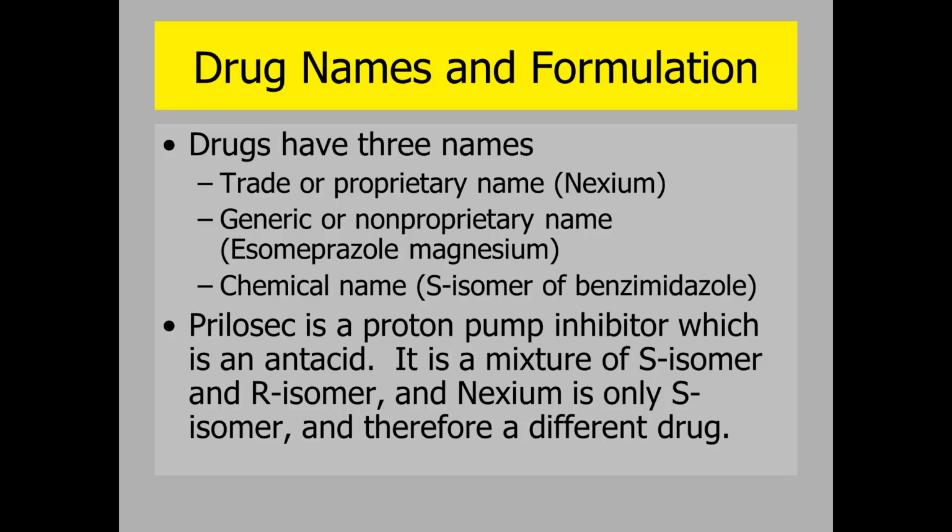And Prilosec, which is an over-the-counter drug now, is a proton pump inhibitor which works well as an antacid. And it is a mixture of the S-isomer and R-isomer of benzimidazole. And Nexium is only the S-isomer, and therefore it's a different drug. So Prilosec has passed its patent and was available as a generic, and then gradually it had been used so much that it became available to be an over-the-counter drug. And Nexium you still have to have a prescription for.